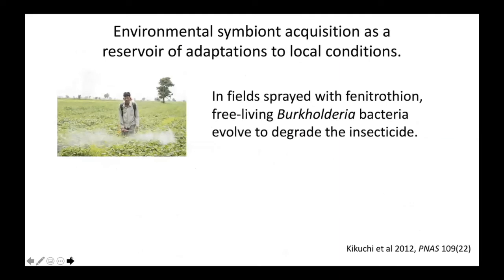And I know I've gotten away from plants here, but I just have to tell you this one cool example. So this study looked at insecticide resistance in these bugs, and it found that in agricultural fields that were sprayed with the insecticide fenitrothion, there were free-living Burkholderia bacteria doing their normal thing, living in the soil. And they evolved, in response to the pesticide, they evolved to degrade that chemical.